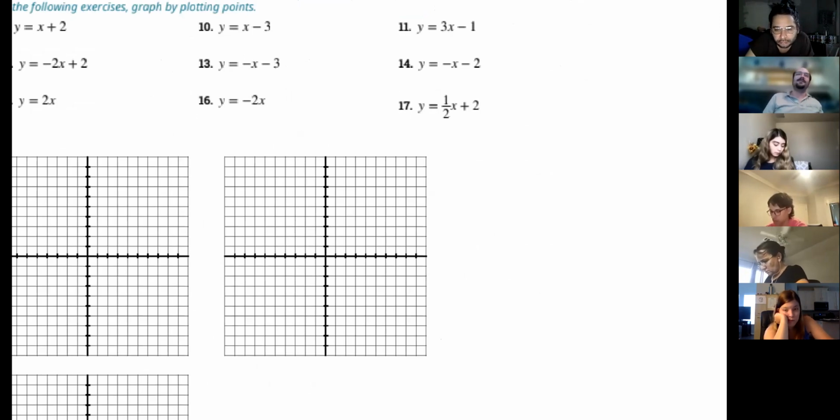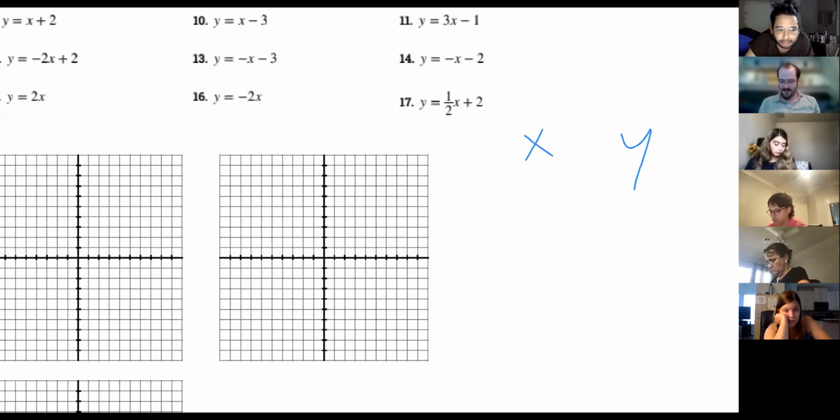Usually 0 is a really good number to plug in because zeros disappear, they add nothing, right? And so things get really simple if we start throwing zeros in there. Got my X's, I got my Y's. I want to do 13, I believe. Yes. What'd you plug in?